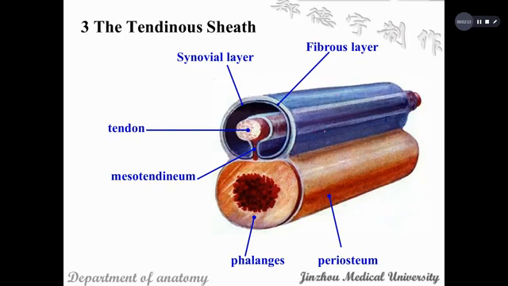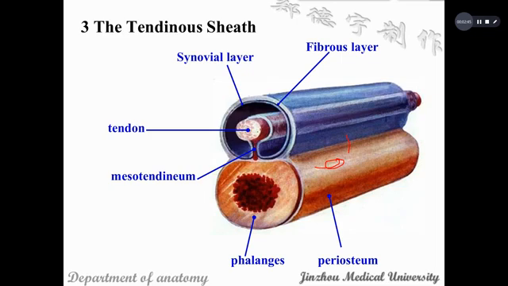The tendinous sheath is a little bit like the articular capsule, only distributed in the foot and hand. And then it contains 2 layers: the fibrous layer and the synovial layer. And then the fibrous layer is tightly connected with the periosteum of the finger. And then the synovial layer surrounds the inner surface of the fibrous layer and the outer surface of the tendon.